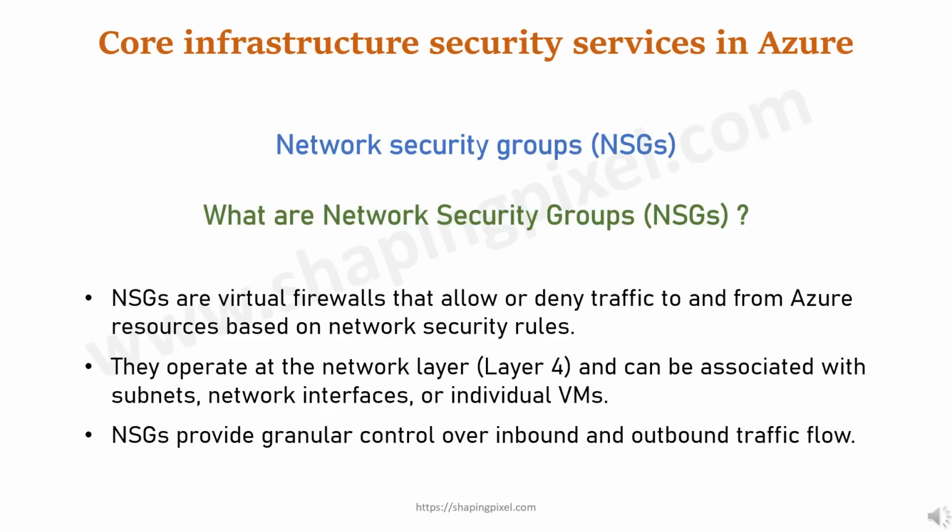Network security groups. What are network security groups? Network security groups are virtual firewalls that allow or deny traffic to and from Azure resources based on network security rules. They operate at the network layer and can be associated with subnets, network interfaces, or individual VMs. Network security groups provide granular control over inbound and outbound traffic flow.